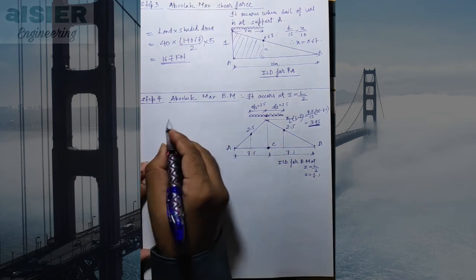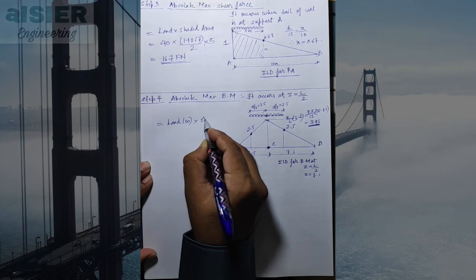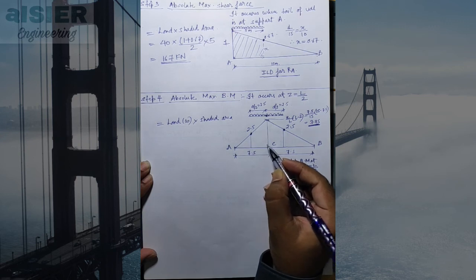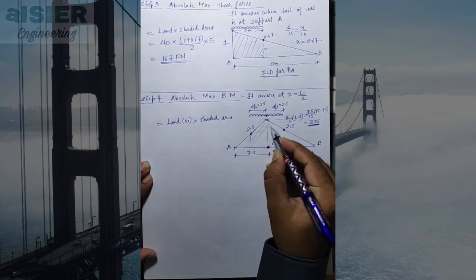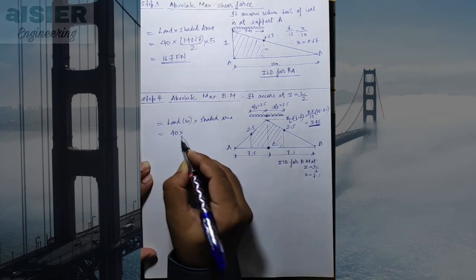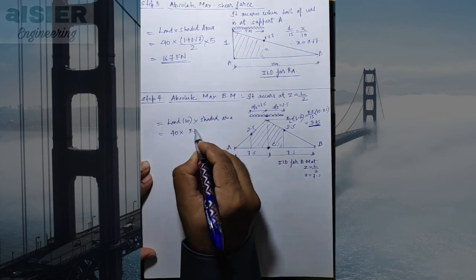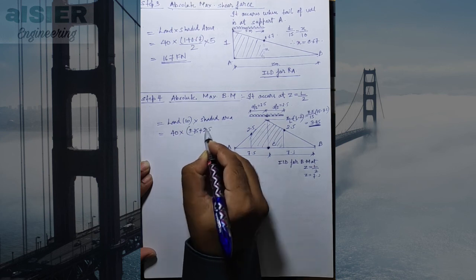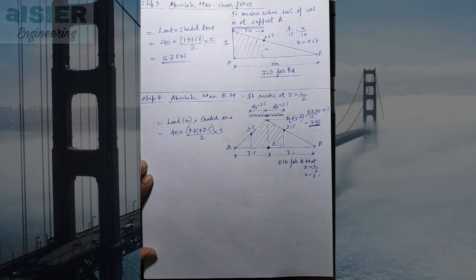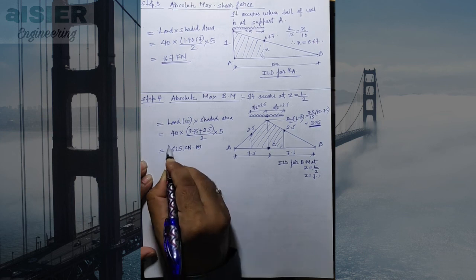Okay. So absolute maximum bending moment is equals to again load W into shaded area. Okay, shaded area means this area below UDL, right? So load is known to us, that is 40. What about sum of two parallel sides? So this is 3.75 plus 2.5 divided by 2 into height is 5. Therefore we will get 625 kilonewton meter.